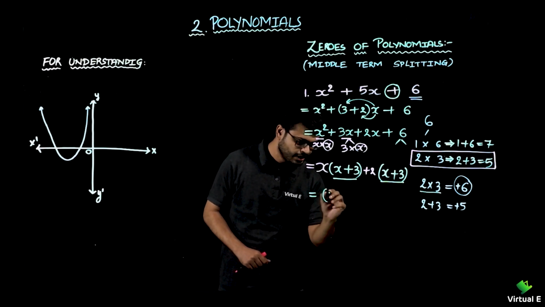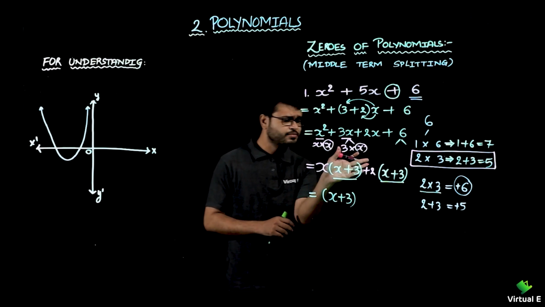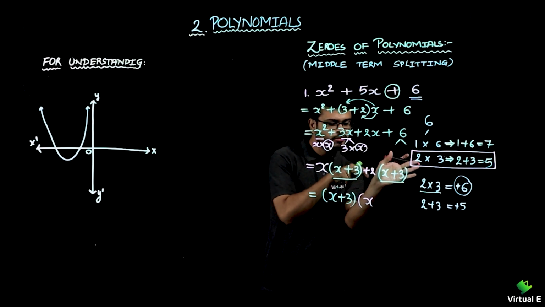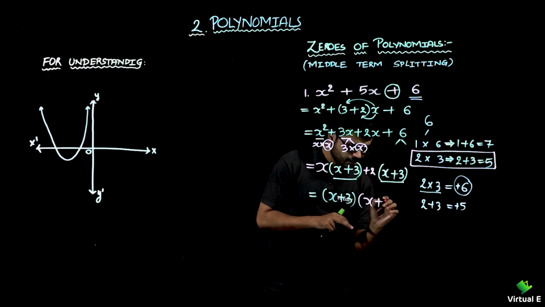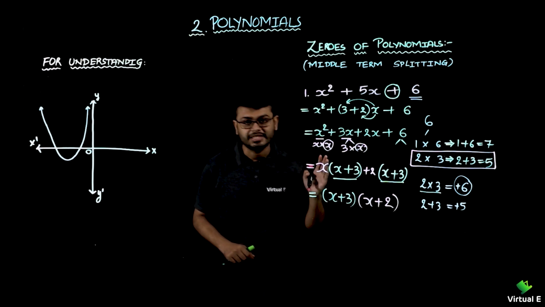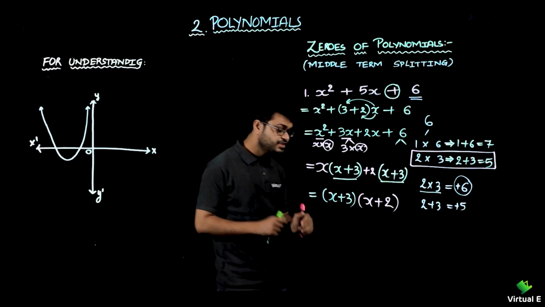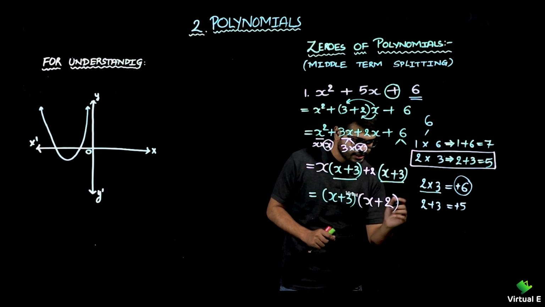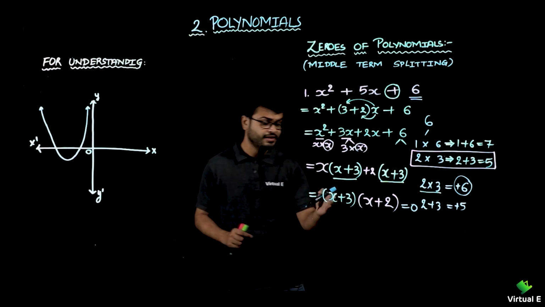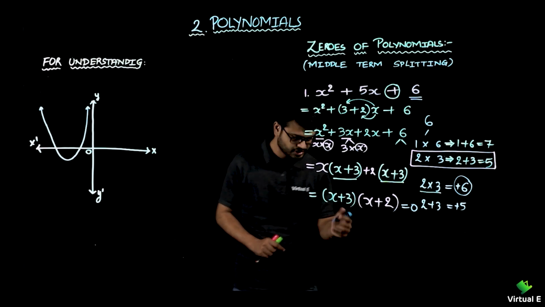So let's take it out, x plus 3 common. If you take x plus 3 common out, what's left here? Only x, and here, only plus 2. So this is my factorization, not 0. Now to get 0, what do we do? We equate this to 0, right? Now either this factor can be 0 or this factor can be 0. So let's do it.